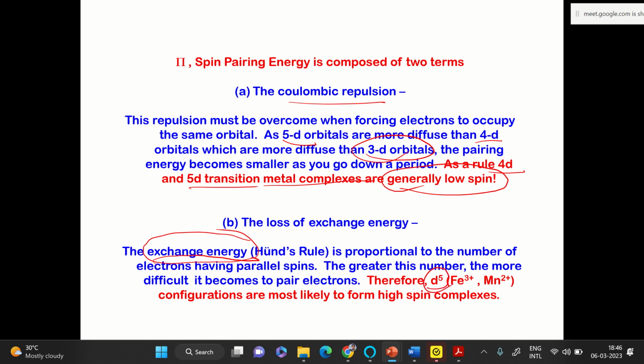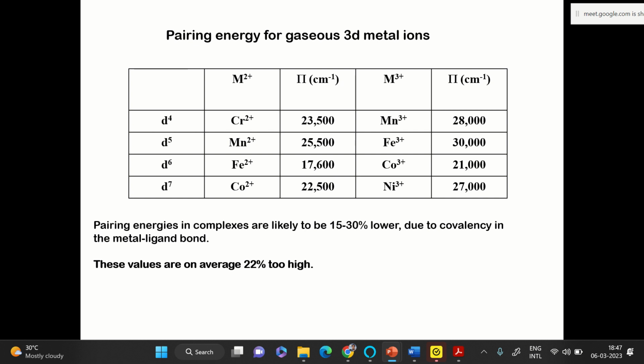So situations like d5, Fe3+ or Mn2+, are likely to form high spin complexes because there is a huge stabilization attained through exchange energy, which may not be compensated if they are paired up. You can see this in the data also. In the M2+ divalent cation series you'll find the maximum here, and in the trivalent cation series you will find that maximum pairing energy is for Fe3+.